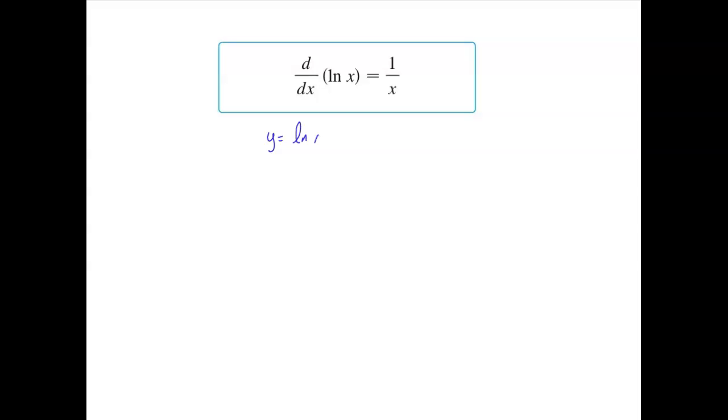y equals natural log x, and we want to know the derivative. We want to know y prime. Okay? So we don't know it right now, but we know any logarithmic equation can be written in exponential form. And the exponential form of this equation would be x equals e to the y. And so then what I can do is go, okay, I'm ready. I'm going to take the derivative of both sides of this equation.